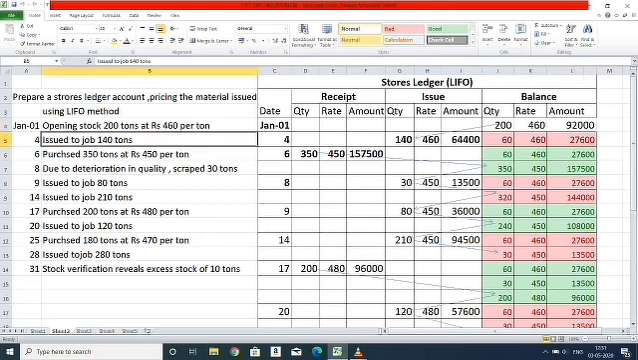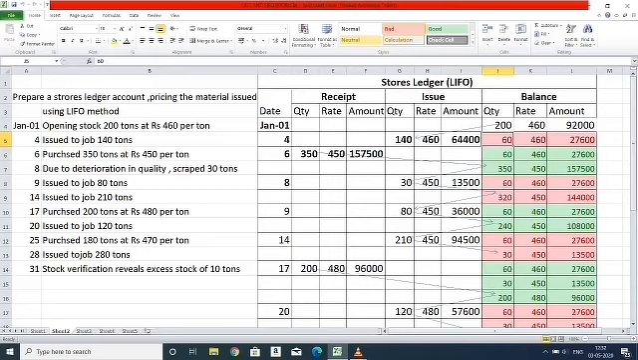Then on January 4, we issued to job 140 tons. In our issue column, we write 140, its rate 460. We know that we are issuing this 140 from our opening balance, opening quantity 200, its rate is 460. Then amount comes to 64,400. Then from this 200 we issued 140, and the balance is 60 tons at rate 460, and then amount comes to 27,600. On January 4, our closing balance is 60 tons at the rate of 460 per ton, amount 27,600.